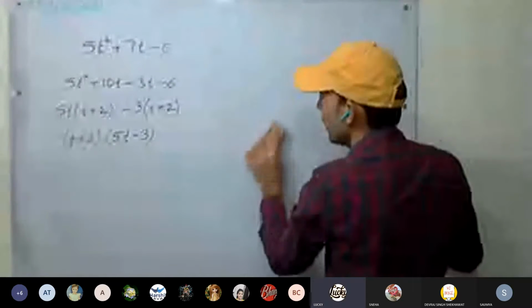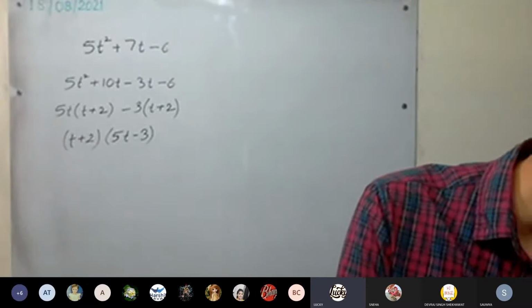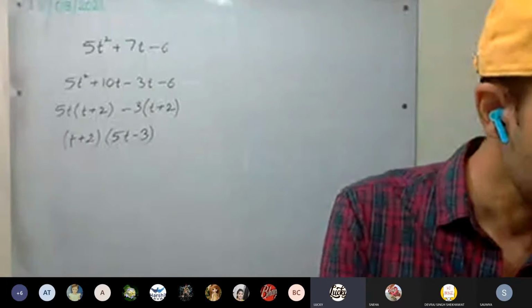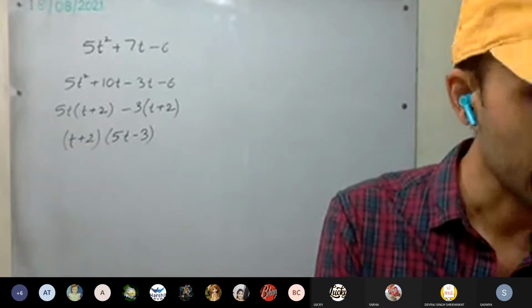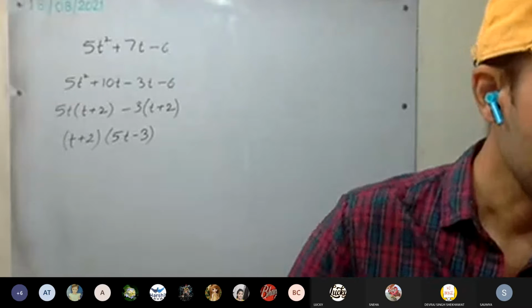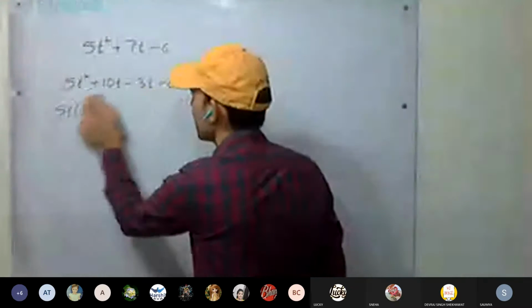Sir, some we have to take minus 1. 8 first. Sum you have to take minus 1. Yes or no? It's minus x. So the sum will be minus 1, and the product will be minus 15 into 6. Okay. Find those two numbers.